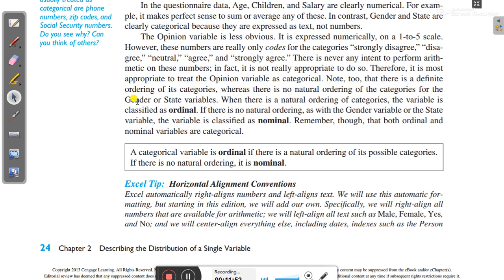And again, two terms you can see in the bold font, one is ordinal and one is nominal. Now what is ordinal? A categorical variable is ordinal if there is a natural ordering, and if there is no natural ordering then it is nominal. Now do you understand this?